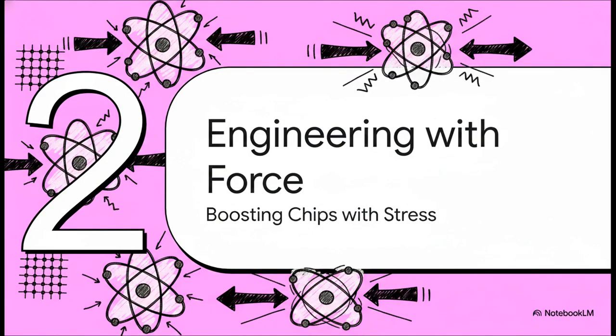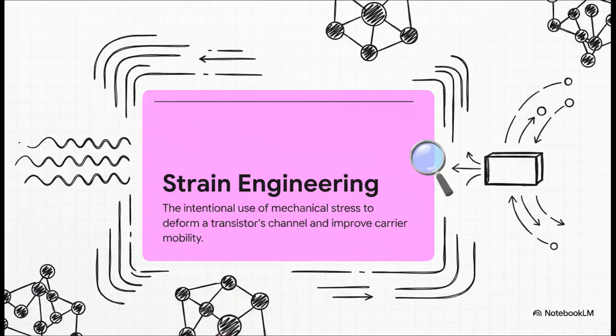Okay, so if just shrinking stuff doesn't work anymore, what do you do to get more speed? Well, this is where it gets really cool. One of the most brilliant tricks in the book is to literally squeeze and stretch the silicon atoms themselves. Yeah, you heard me right. We're engineering with pure force. The fancy term for this is strain engineering, and all it really means is that we're intentionally using mechanical stress to physically warp the transistor's channel. This actually changes the crystal structure of the silicon, creating a kind of superhighway for electricity to flow through. And faster flow means, you guessed it, a faster transistor.